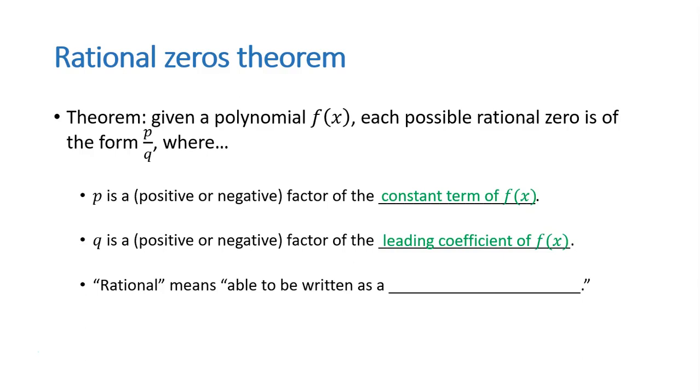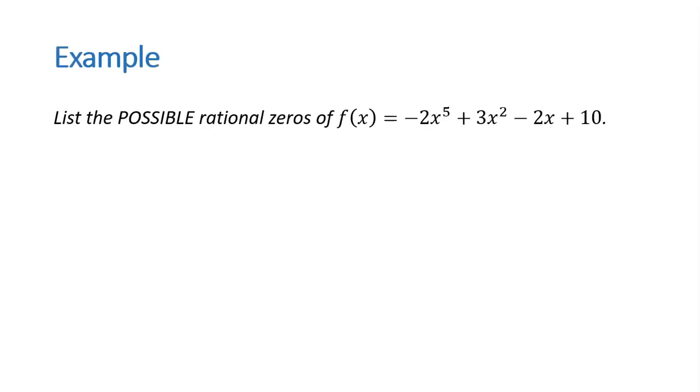Now, what does rational mean? Rational means able to be written as a finite or repeating decimal. So essentially anything you could write as a fraction is a rational number, but if we have it as a decimal, it's going to be a decimal that repeats in the same way forever or terminates at some point. So the rational zeros theorem gives us a way to generate the possible rational zeros that we can then check using synthetic division. So let's look at an example.